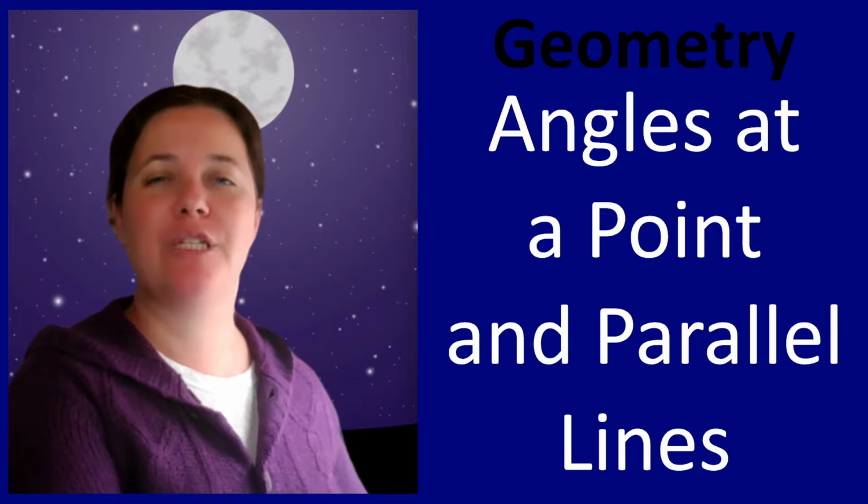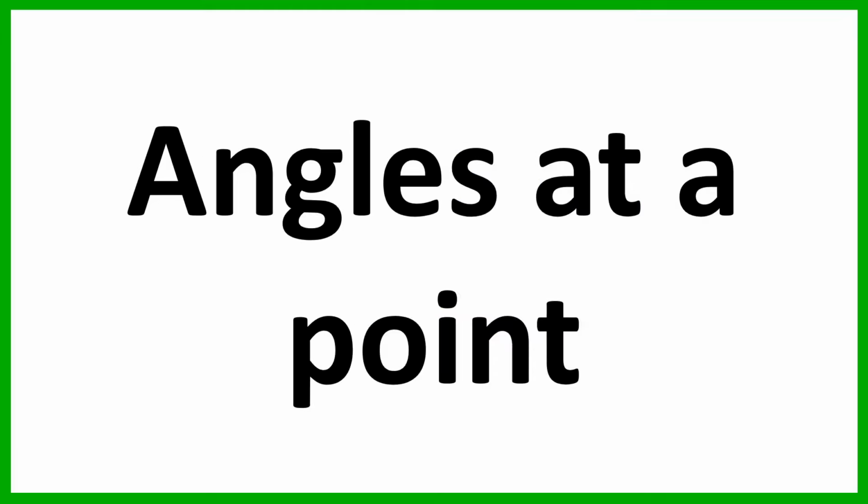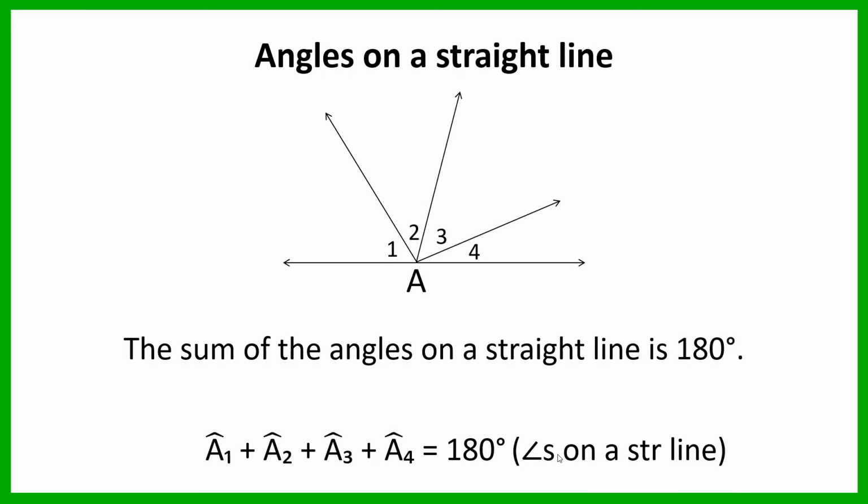Hi, today we're going to be learning about solving problems involving angles at a point and parallel lines. First, let's take a look at angles at a point. When you have angles around a point, the sum of the angles must be 360 degrees. So if you have this example over here, all of the angles around point O will add up to 360 degrees, and our reason is going to be angles around a point.